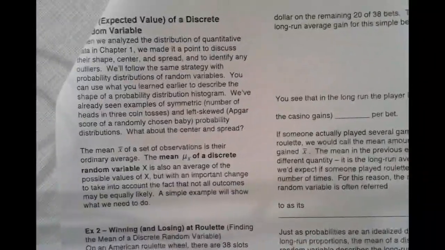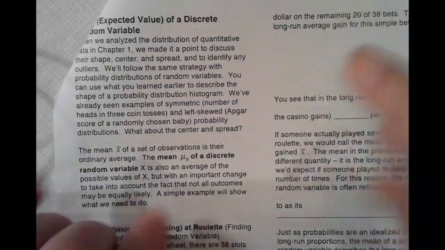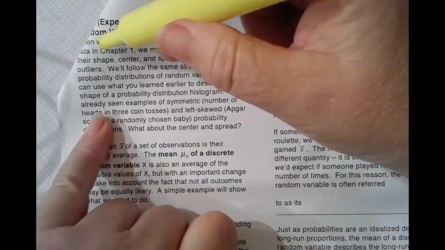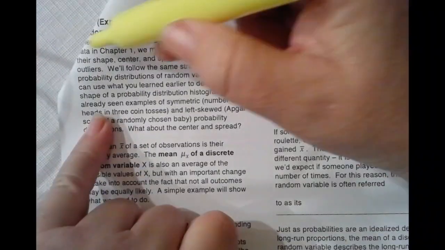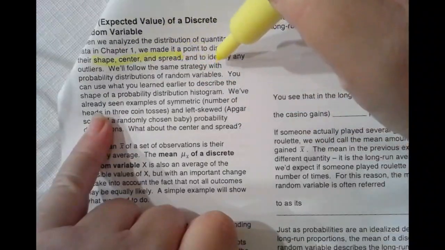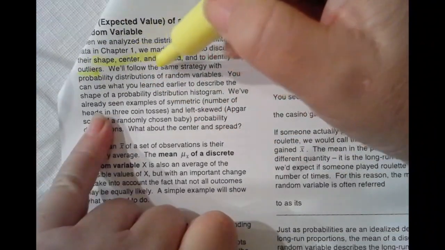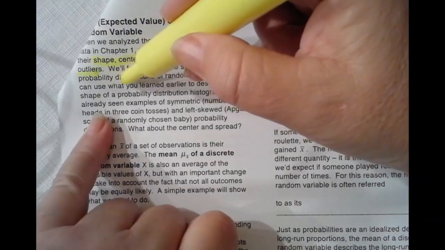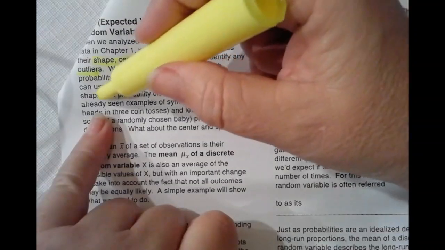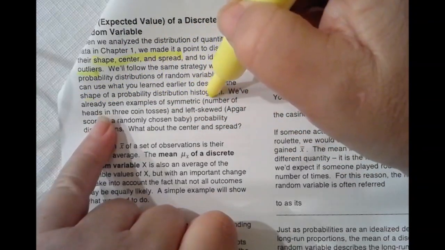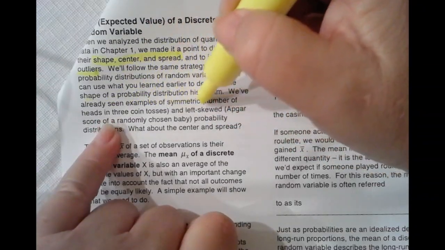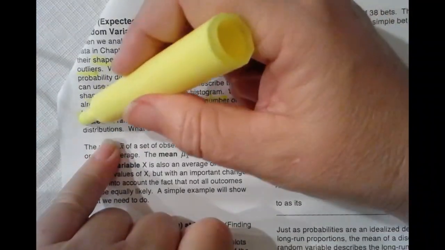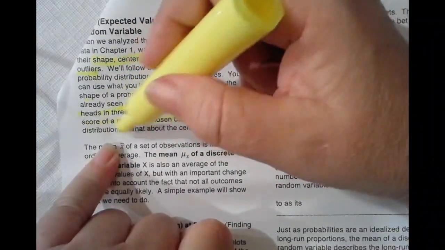Okay. Next thing, we're going to talk about expected value of a discrete random variable. When we analyzed the distribution of quantitative data in Chapter 1, we made it a point to discuss shape, center, and spread, and identify any outliers. We will follow the same strategy with probability distributions of random variables. You can use what you learned earlier to describe the shape of the probability distribution in a histogram. We've already seen examples of symmetric, number of heads in 3 coin tosses, and left skewed, Apgar score of a randomly chosen baby, probability distributions.